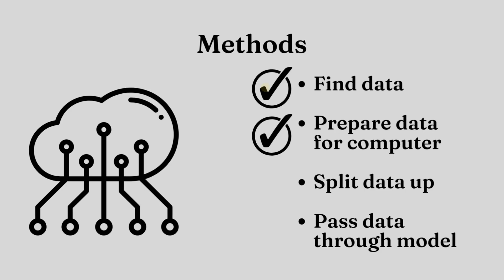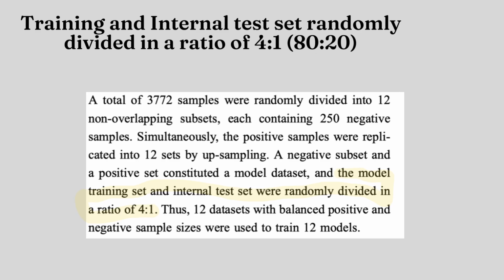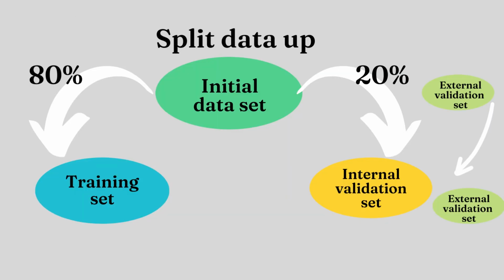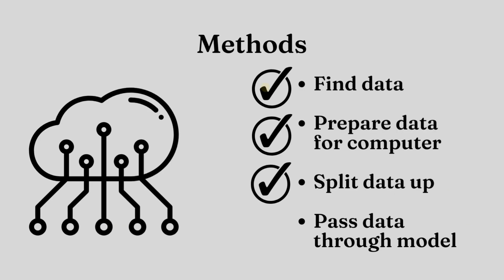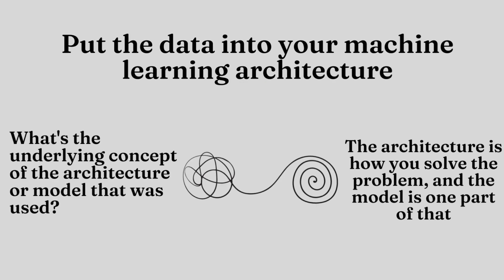Now we'll look for how they split the data up. The paper tells us the model training set and the internal test set were randomly divided in a ratio of 4:1. You can see this follows exactly with what we would expect for the training set. Now we expect them to tell us how they put the model and what kind of model architecture was used.